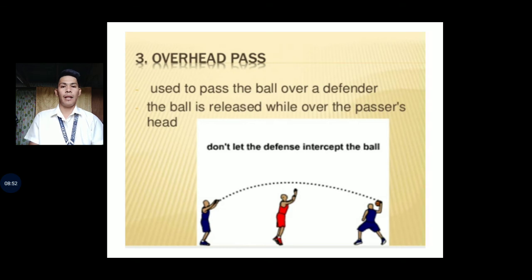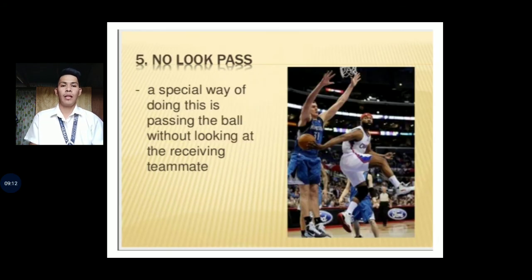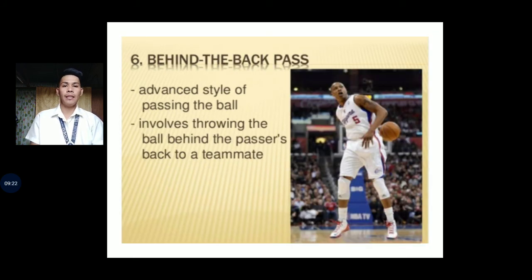Okay, third, overhead pass. Used to pass the ball over a defender, the ball is released while over the passer's head, so don't let the defense intercept the ball. Okay, fourth, outlet pass. Occurs after a team gets a defensive rebound, the next pass after a rebound. No-look pass. A special way of doing this is passing the ball without looking at the receiving teammate. Okay, behind the back pass. Advanced style of passing the ball, which involves throwing the ball behind the passer's back to a teammate.